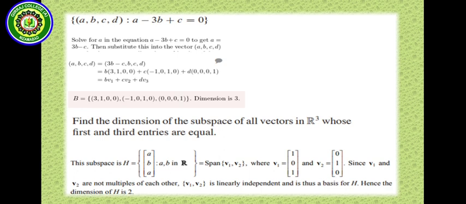So here the two vectors (1, 0, 1) and (0, 1, 0) form the basis elements. These two are linearly independent vectors and these two vectors form a basis. So therefore the dimension of H is 2.